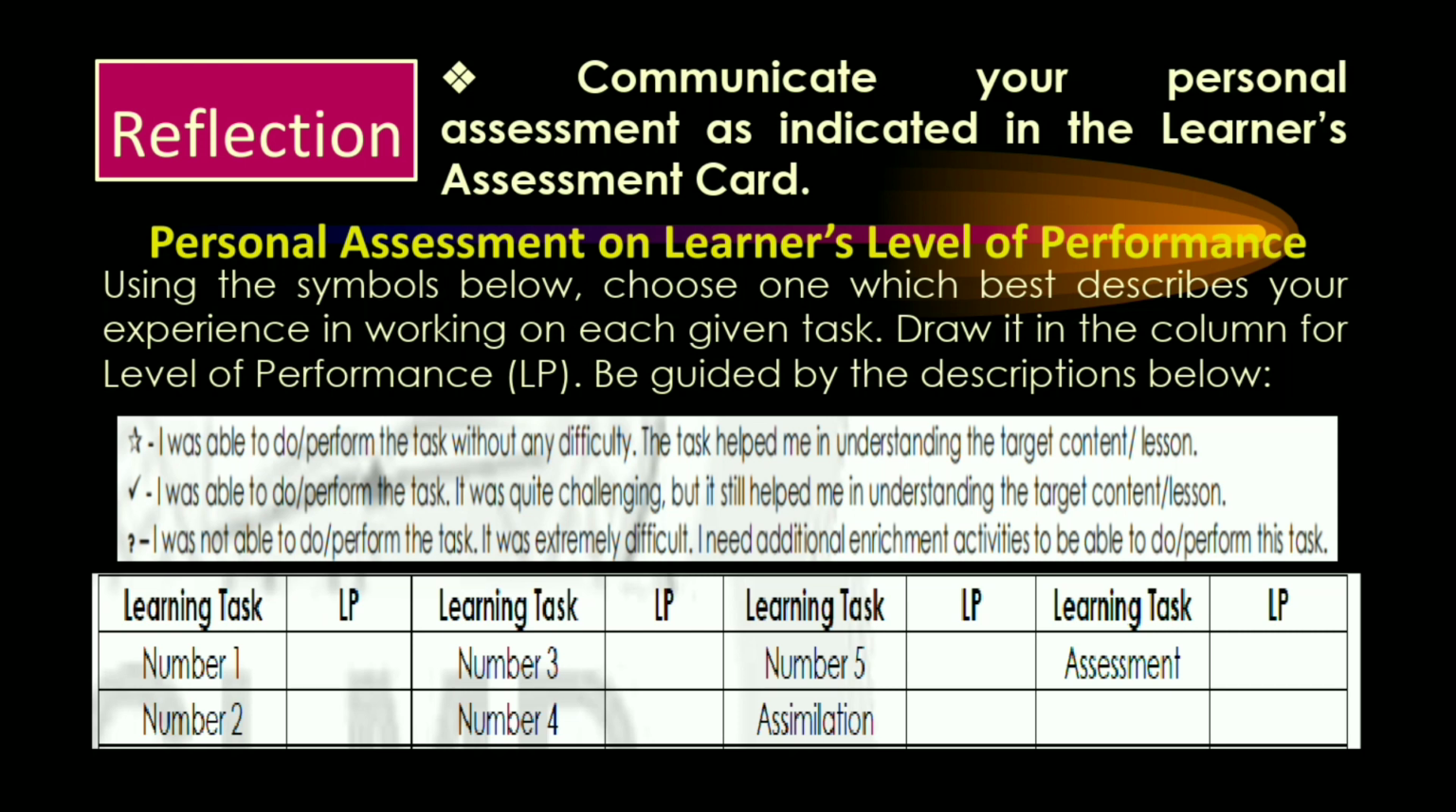So, star, if you were able to do or perform the task without any difficulty, the task helped you in understanding the target content or lesson. Check, if you were able to do or perform the task, it was quite challenging, but it still helped you in understanding the target lesson or content. And question mark, if you were not able to do or perform the task, it was extremely difficult for you and you need additional enrichment activities to be able to do or perform the task. And as you can see, we have here the learning task 1, 2, 3, 4, number 5, and then the assimilation and assessment. We're just going to draw it there.